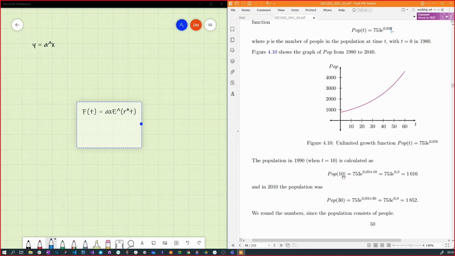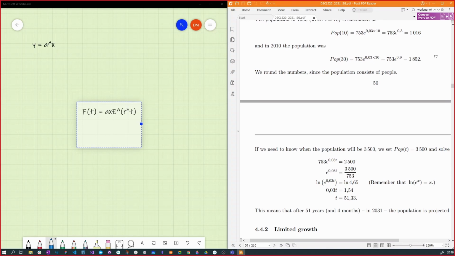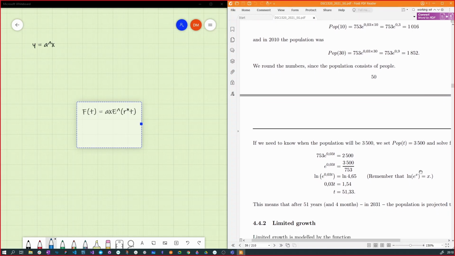So after 10 years, pop 10 equals 753, the base, times Euler's number to the power of 0,03 times 10. And if you know how to use a calculator, you can work all of that out, and you'll get 1016. But now, what if we have a specific population count, and we want to figure out how long it'll take for the population to grow to that specific number, like they've done here, where they have 3,500, and they want us to find t.